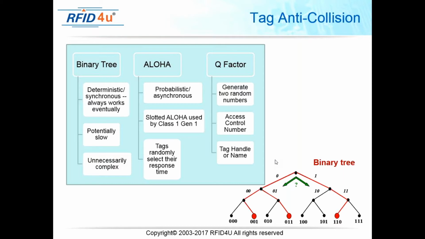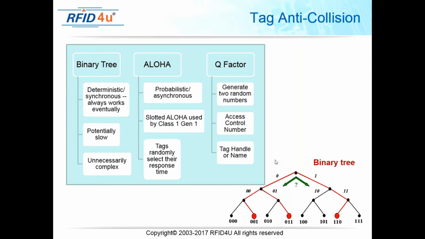So it'll say, okay, all of you generate a random number between 0 and 15, which is 2 to the 4th power. Then it checks again the high order position. Does anybody have a 0 in the first position? If it gets more than one response, then it will send out another query command. This time I'll up it to Q of 5, which will give me 2 to the 5th, or 32, so between 0 and 31.